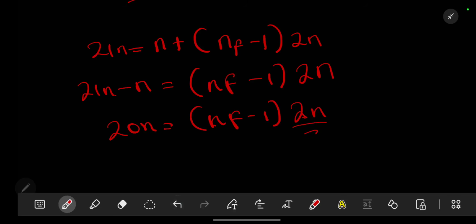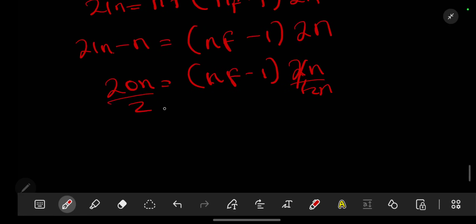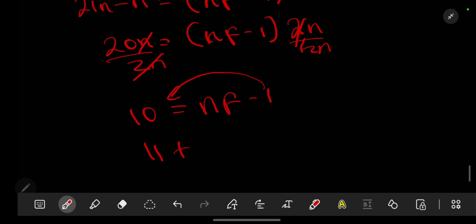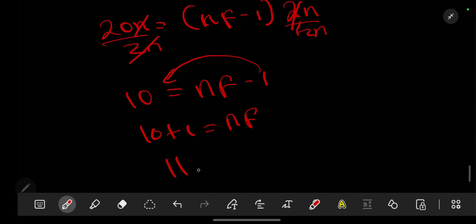So we divide by 2n on both sides. This gives us 10 equal to n_f minus 1. Taking this side, it will be equal to 10 plus 1, which is equal to the final term. So in other words, this gives you the number of terms. There are 11 terms in this sequence.